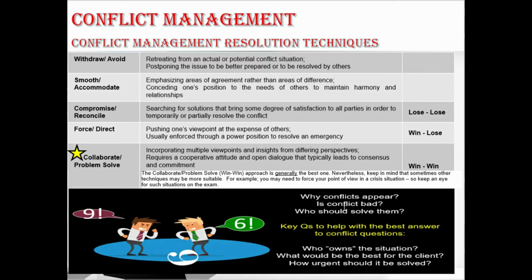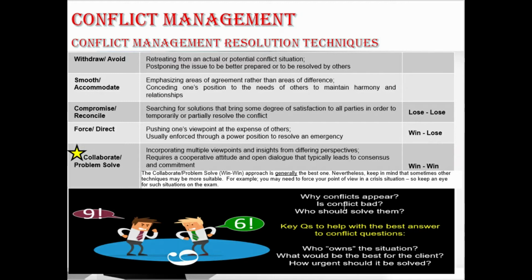First, withdraw or avoid. In this technique, you retreat from an actual or potential conflict situation, postponing the issue to be better prepared or to be resolved by others.